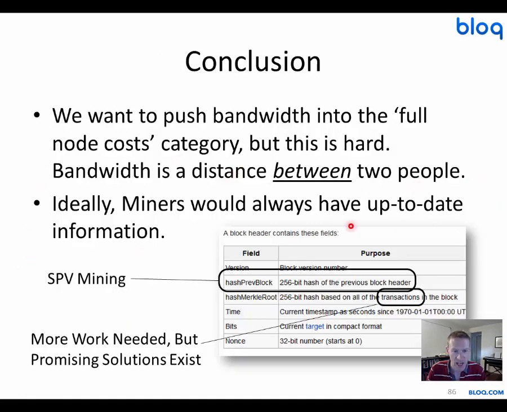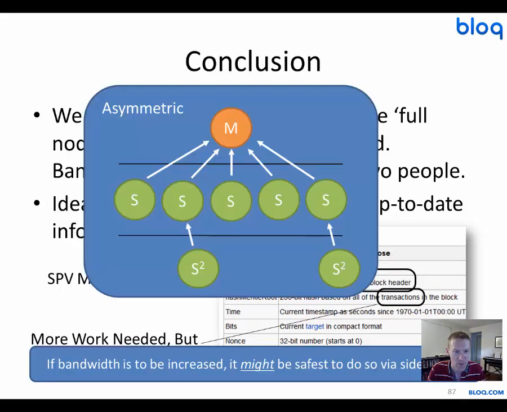Ideally, miners would always have up-to-date information. They can get this very easily, so that's nice. This they cannot. More work is needed, but I think promising solutions already exist today. I think we had the near blocks. And so I really think this is coming along very well. I think we're already 90% of the way there, and we would be 100%.